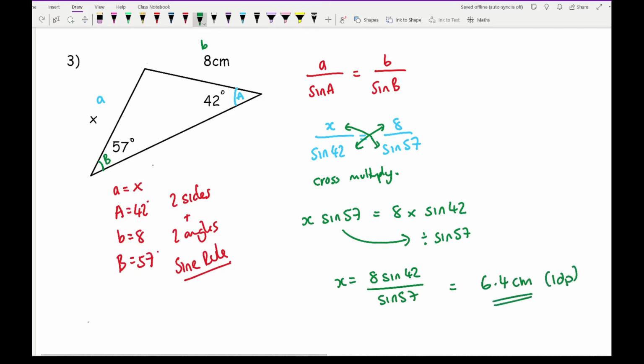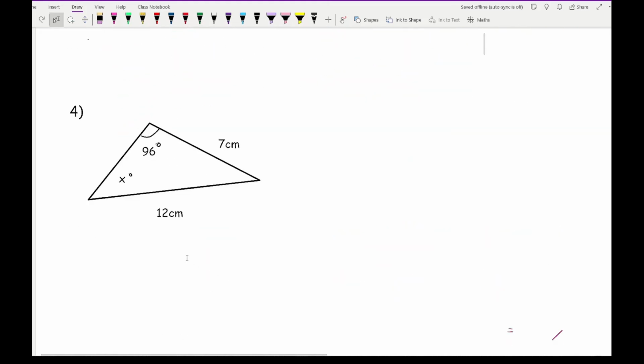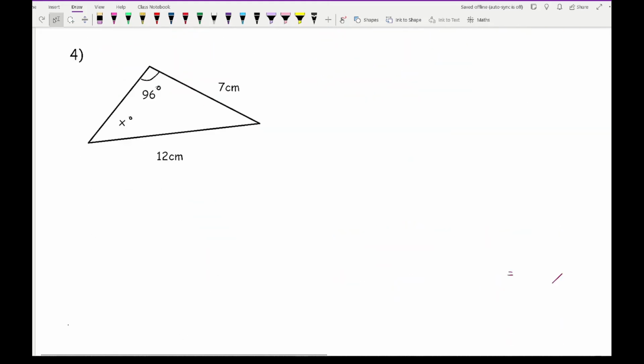Well, yeah, I would say so. Moving on to question 4. So again, let's look at labeling this triangle. x here is an angle, so I'm going to label that as capital A, which means the 7 is going to be lowercase a. This will be capital B, and this will be lowercase b. So then labeling this, I've got 7, A is x, B is 12, and capital B is 96.